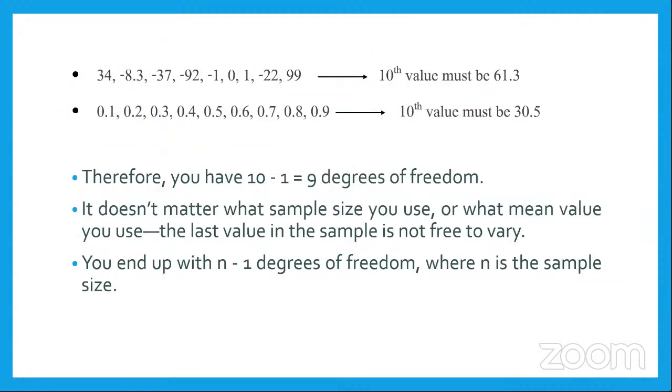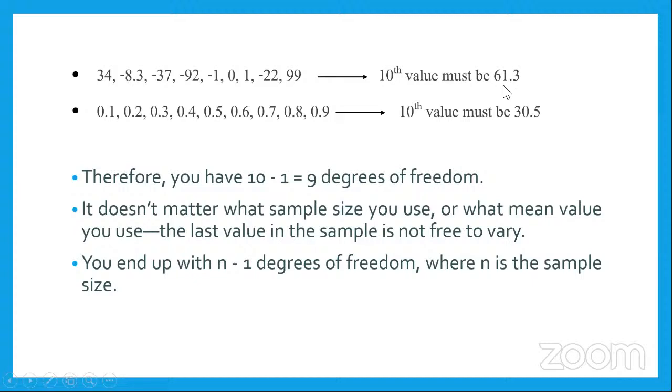So let's understand this using an example. Suppose on the first value you have selected 34. Second value you have selected minus 8.3. Third value you have selected minus 37. Fourth, minus 92. Likewise, you have selected different values and the 9th value you have selected is 99. As soon as you select the 99, the 10th value is now very specific. The 10th value is now 61.3.